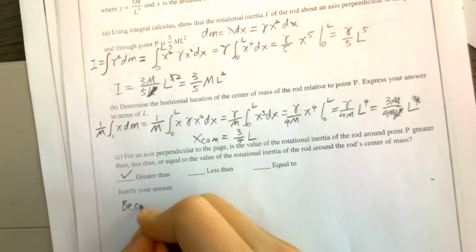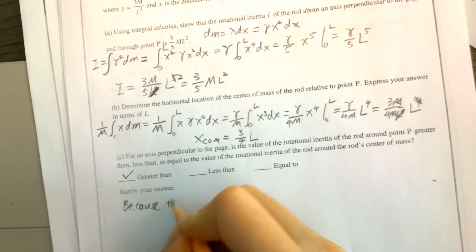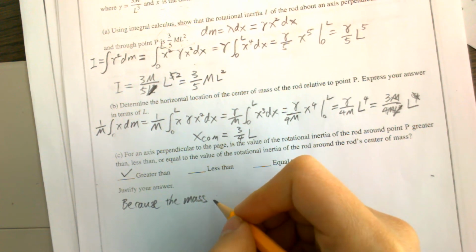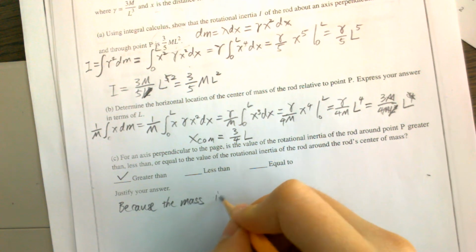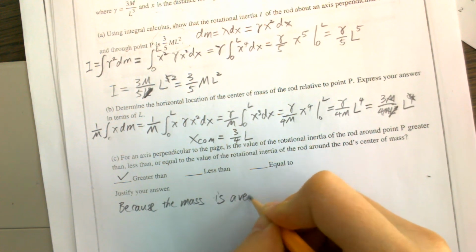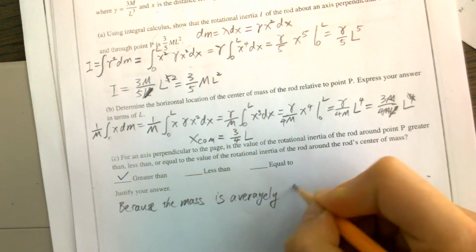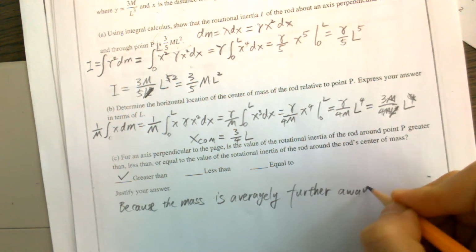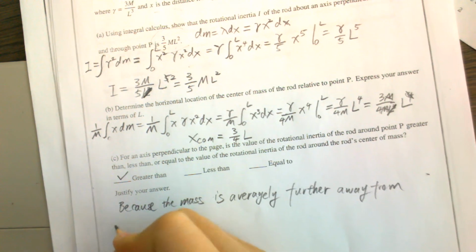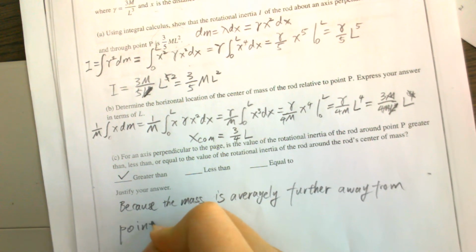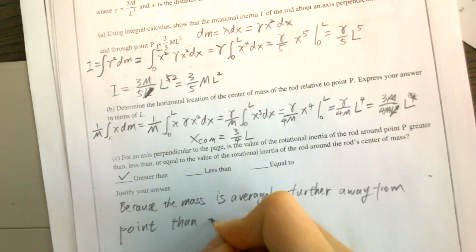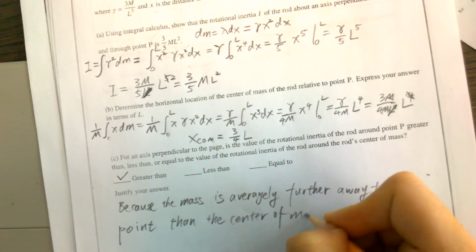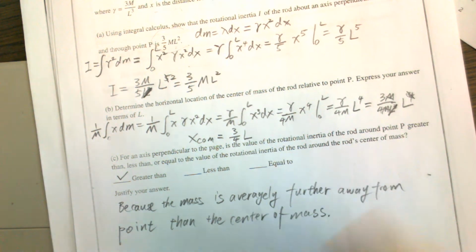Because the mass is averagely further away from point P than the center of mass. Okay.